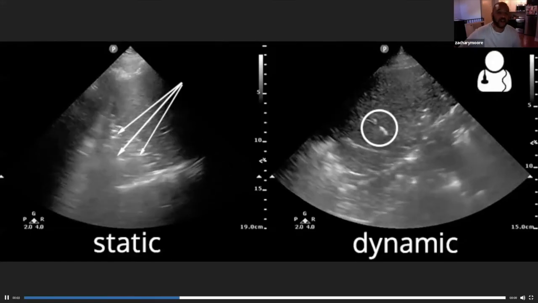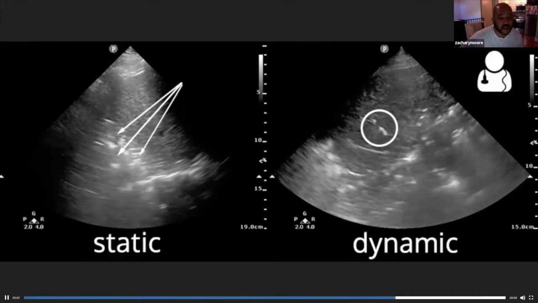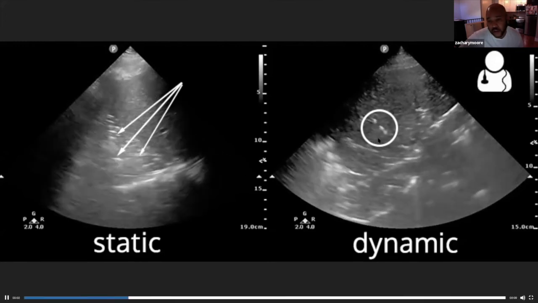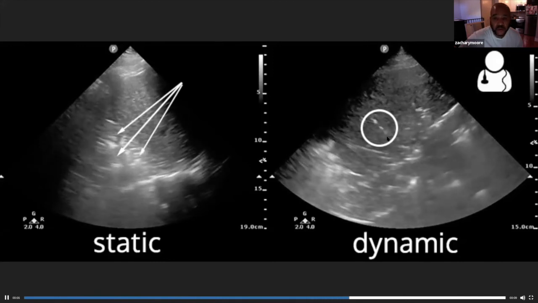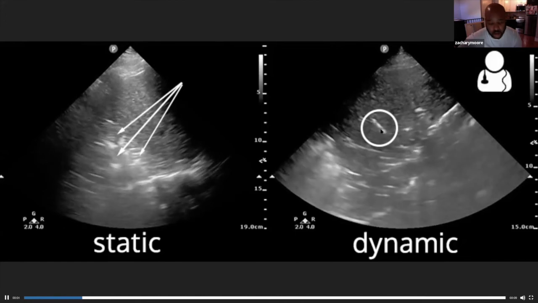But just to give you a better, clearer picture of the static versus dynamic, if you look on the left, you see the air bronchograms where the arrows are pointed, they're not really moving. But if you look on the right, you see how the dynamic one is kind of mobile and it's moving back and forth. That's pathognomonic for pneumonia. That's a dynamic air bronchogram.